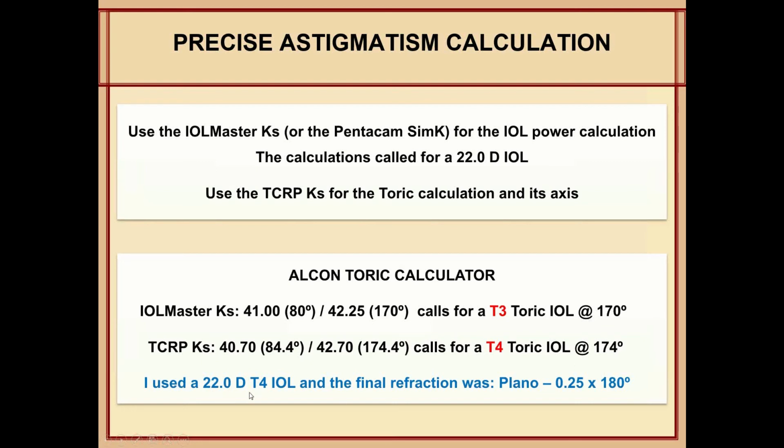I used the 22 T4 IOL, and the final refraction was plano minus a quarter, axis 180, which was extremely acceptable. And I'm happy I used the total corneal refractive power and the values that I got from that, and I'm using the T4 instead of the T3.